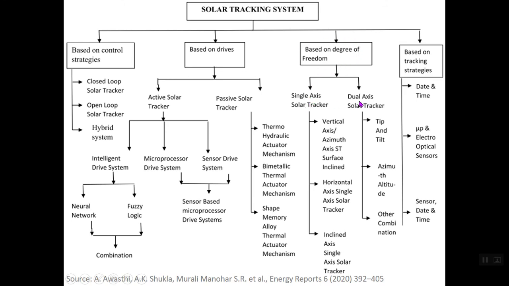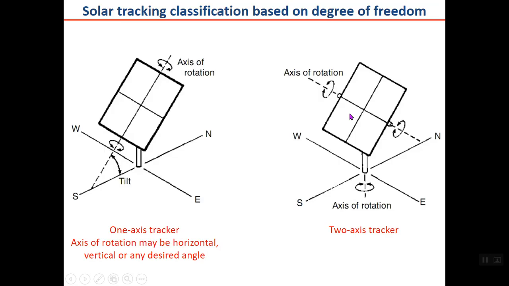There are two types of degree of freedom for solar trackers: single axis and dual axis solar trackers. In the single axis solar tracker, there is one axis of rotation. The axis of rotation may be horizontal, vertical, or at any desired angle, where the polar orientation is generally used. The other case is two axis rotation. In this case, there are two axes of rotation. This is one, and this is the second axis of rotation.